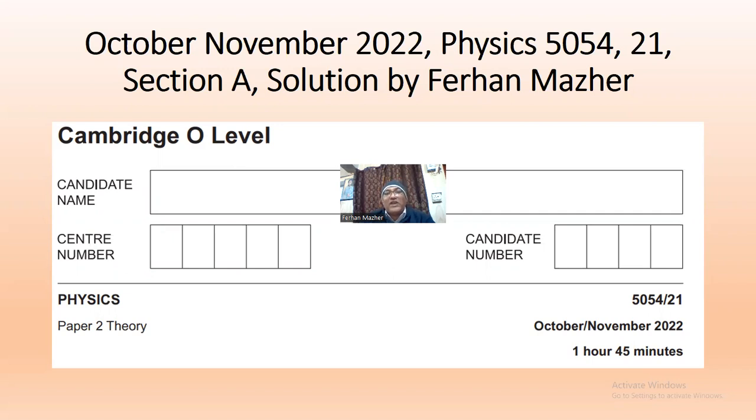Today we have set our hearts to solve a theory paper. We call it paper 2, and we have selected October-November 2022, 2-1 paper. This paper 2 belongs to zone 1 or variant 1. In this video, we are going to attempt section A of this paper, and let's start.